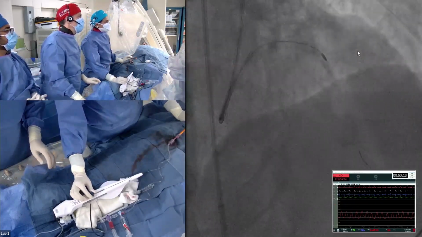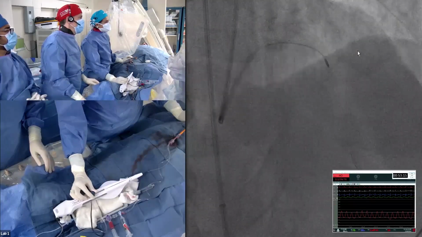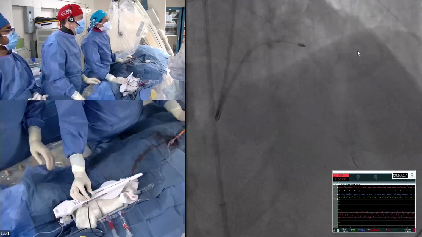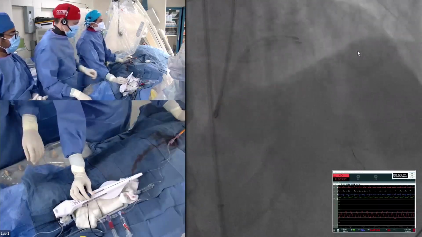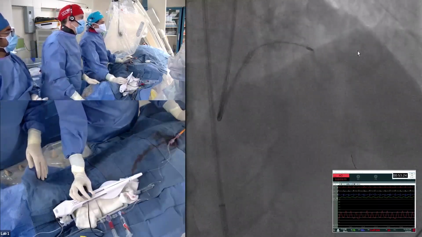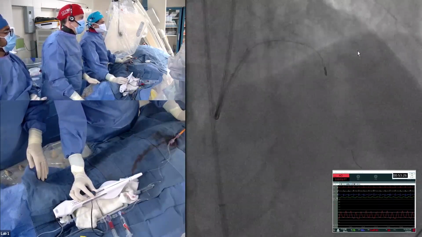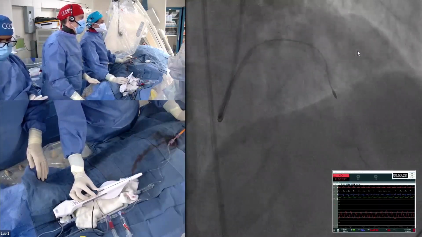I'm sure Dr. Keeney's all prepared for the worst-case scenarios, and that is that you have a balloon ready, the right size for this, to tamp on anything, should that be required, and your several wires are ready to protect the side branch as well as to put a more supportive wire down the LAD.